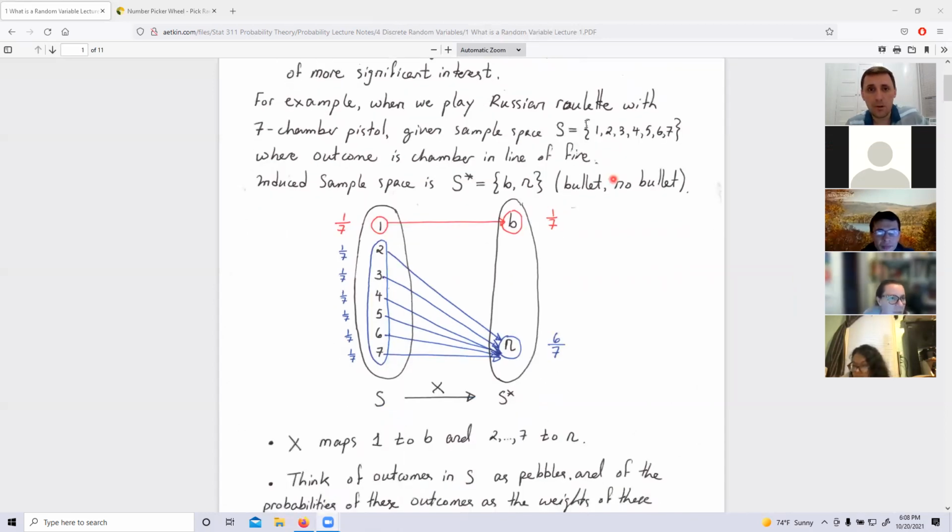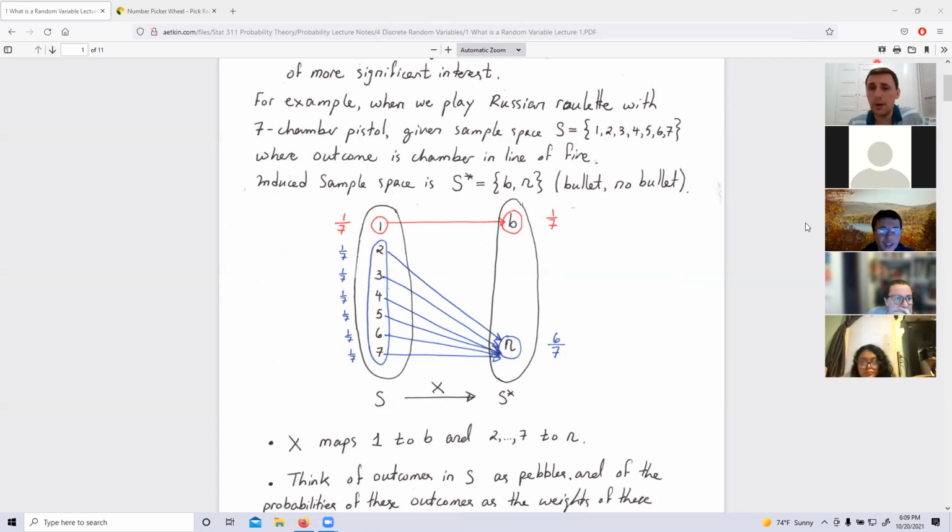So in a Russian roulette, we have 1, 2, 3, 4, 5, 6, 7. Let's say it's a 7-chambered revolver. In one of them, there is a bullet, and in the other ones, there is no bullet. And each chamber is equally likely to be the one fired.